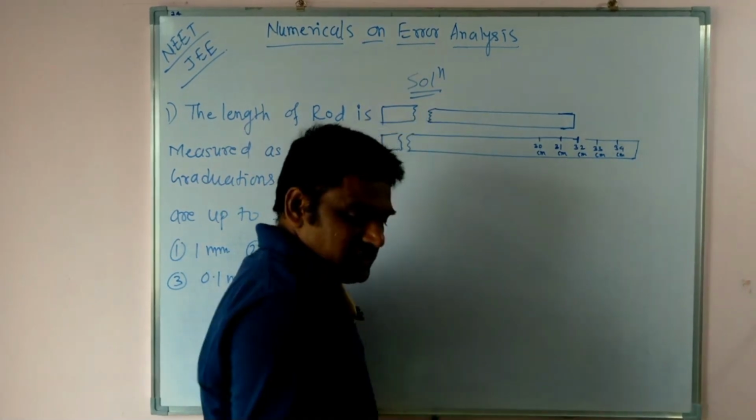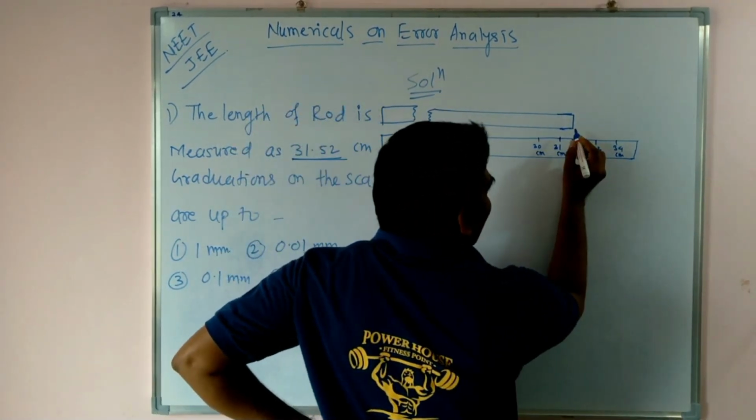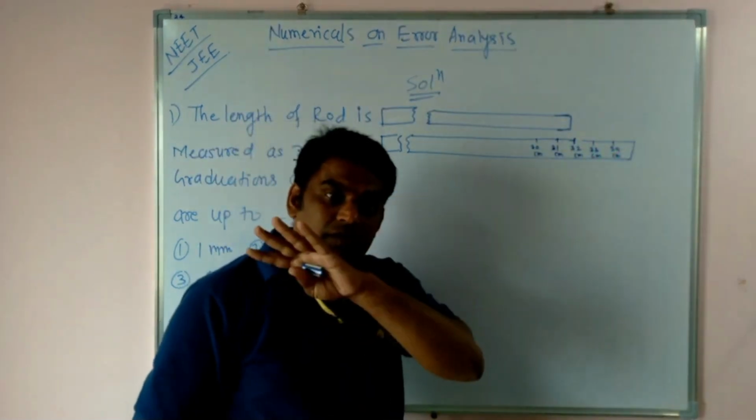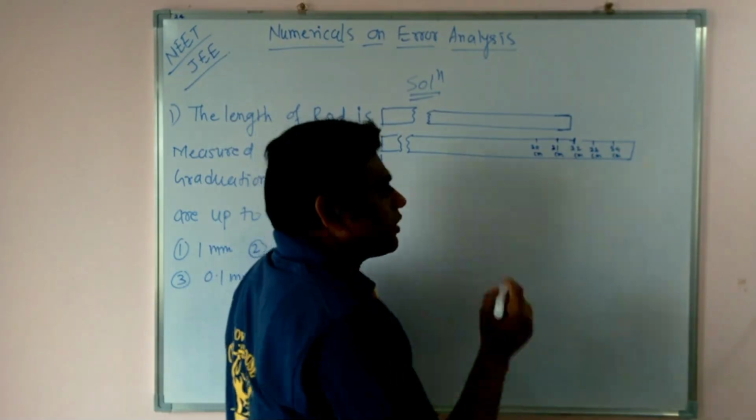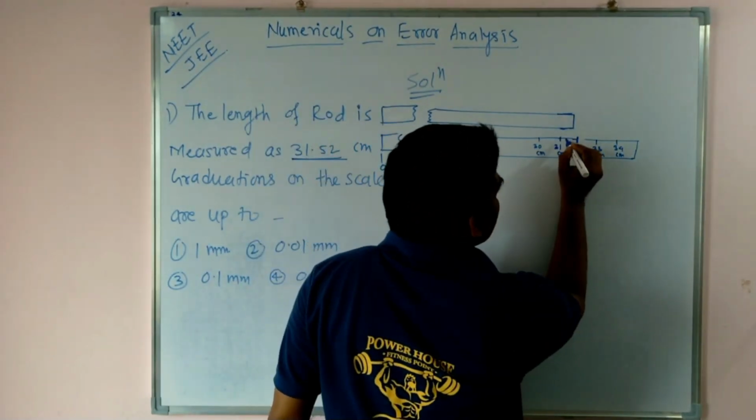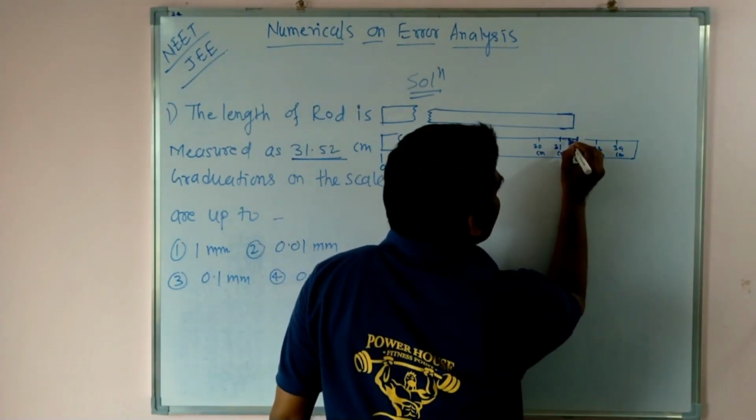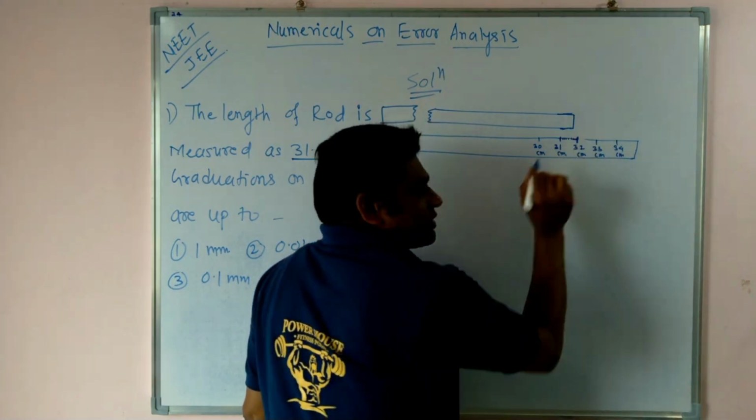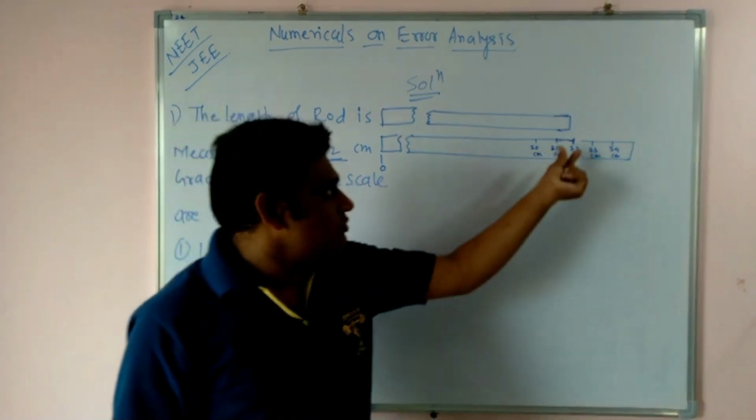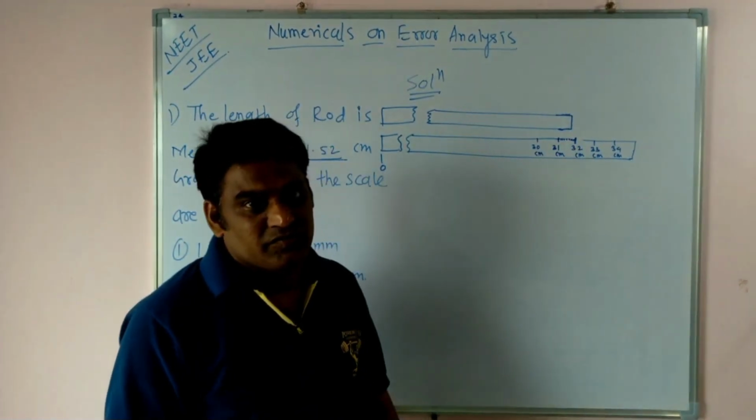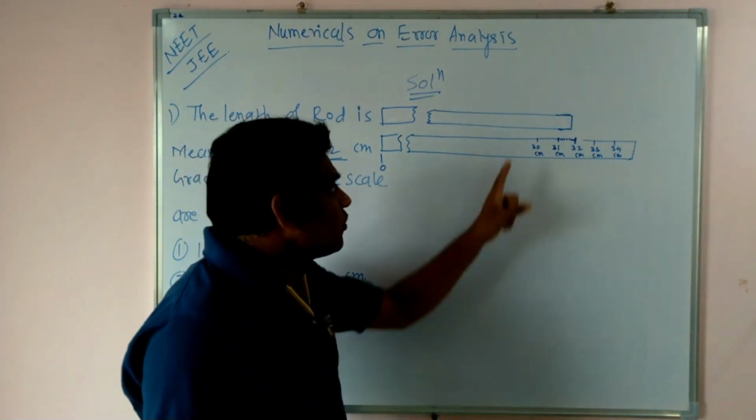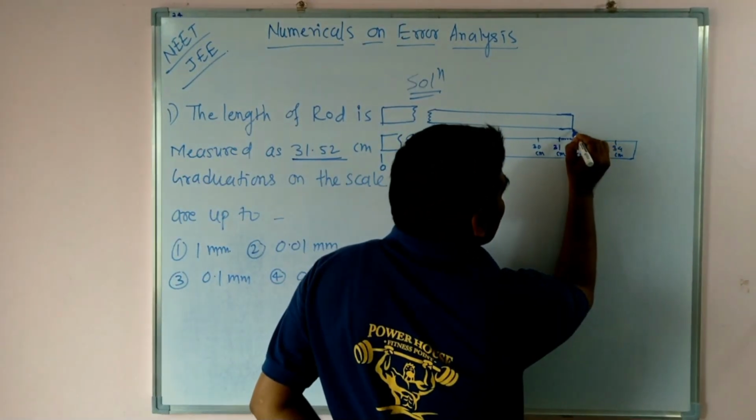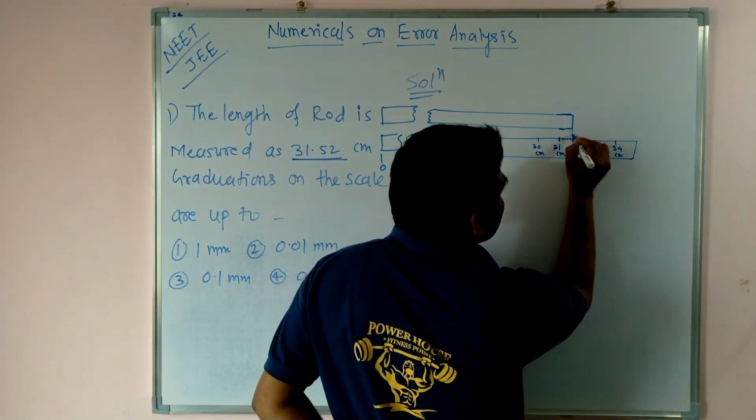So I will change the graduations. I will divide this 1 centimeter everywhere into 10 parts. 1 millimeter, 1 millimeter, 1 millimeter I will take. So 1, 2, 3, 4, 5, 6, 7, 8, 9, 10, like this. Assume there are 10 divisions. Now if there are 10 divisions, I can measure this length, so I will try to match this.